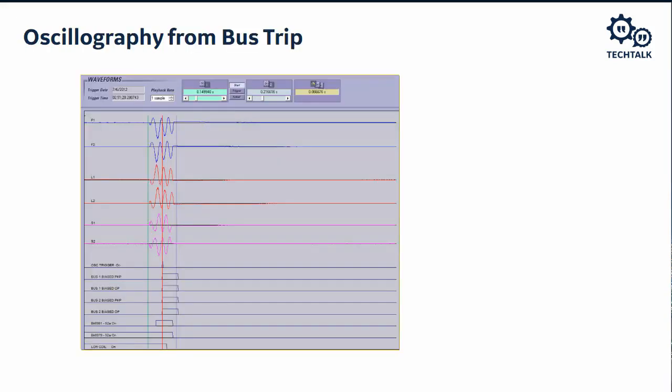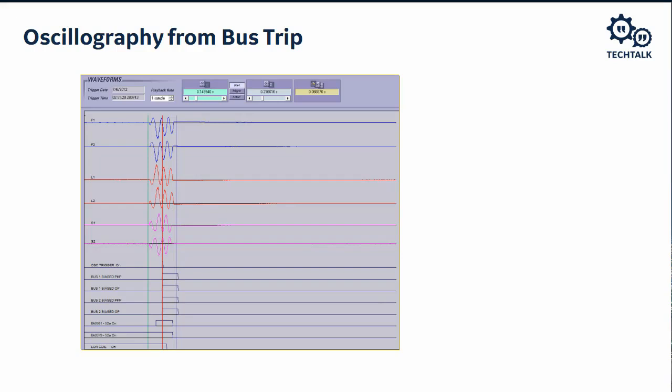So again, here's the oscillography from the trip. We're showing F1, F2, L1, L2, and S1, S2 currents. Now, this is a B90. A B90 can be a phase segregated relay. What that means is you could use a B90 in a system where one B90 protects the A phase bus, one B90 protects the B phase bus, and one B90 protects the C phase bus. In this instance, there's one B90 protecting all three phases of the bus.